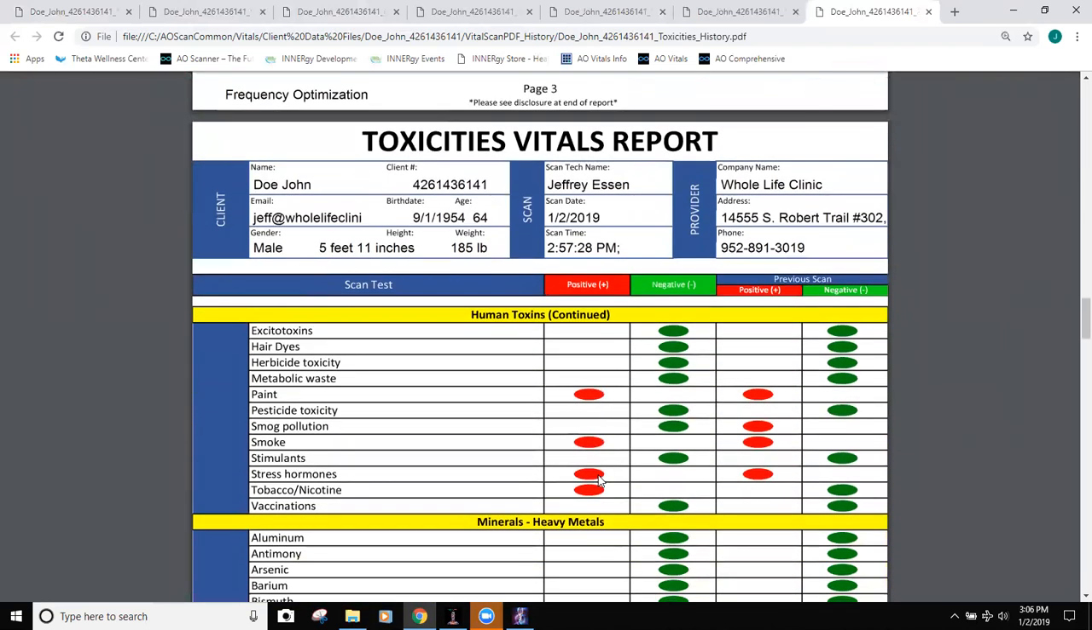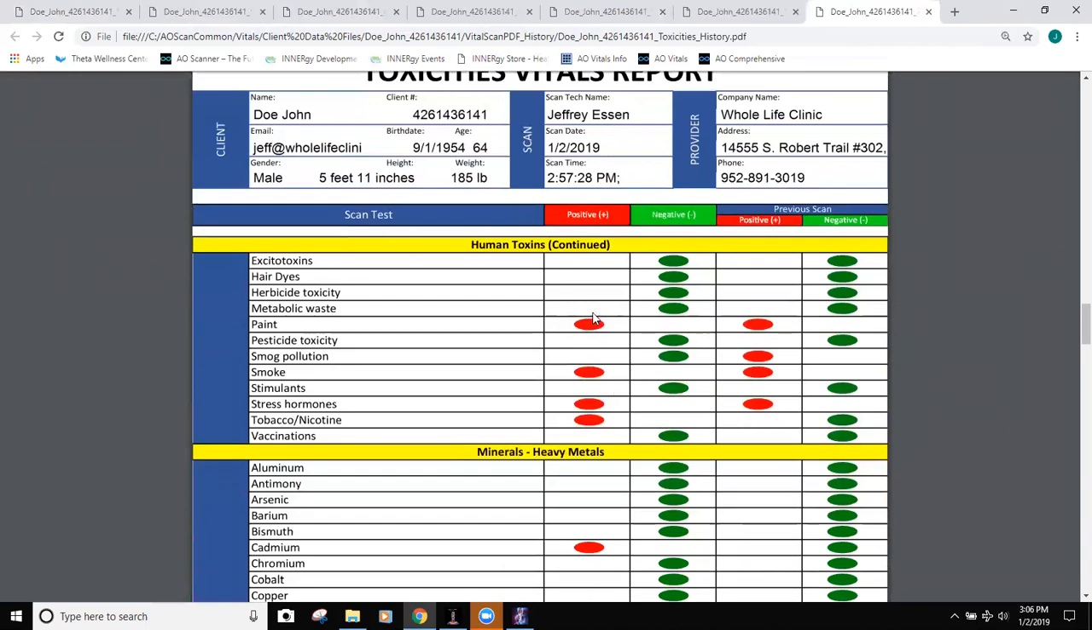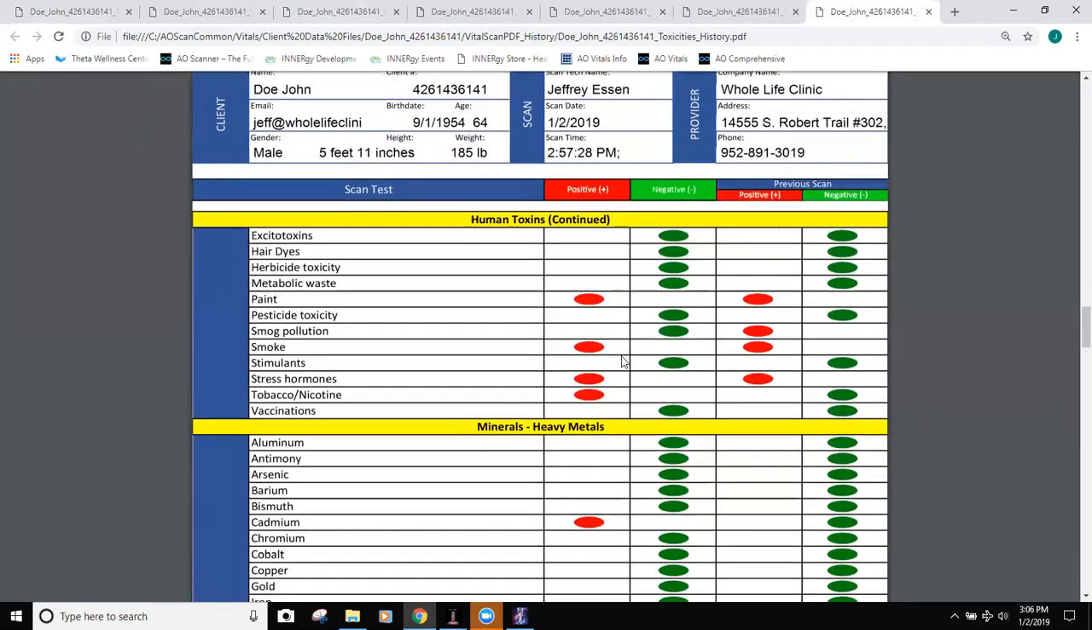And we get down here to toxins: paint, smoke, stress hormones, and tobacco nicotine. I've seen tobacco nicotine show up in people who've never ever smoked in their life, but may have been around secondhand smokers at some point in their life. And smoke, we did have the fire season here in the Western US, and people were being affected by that as well and have breathed that in, and it doesn't necessarily get out.